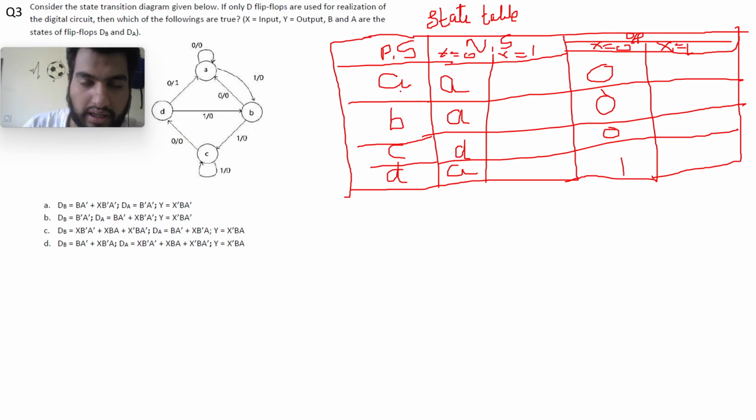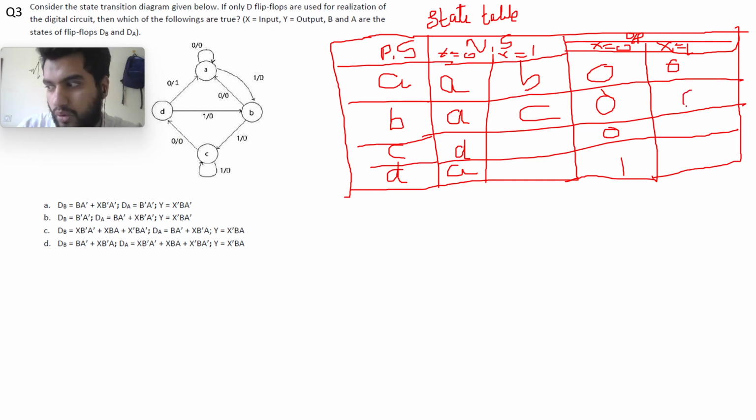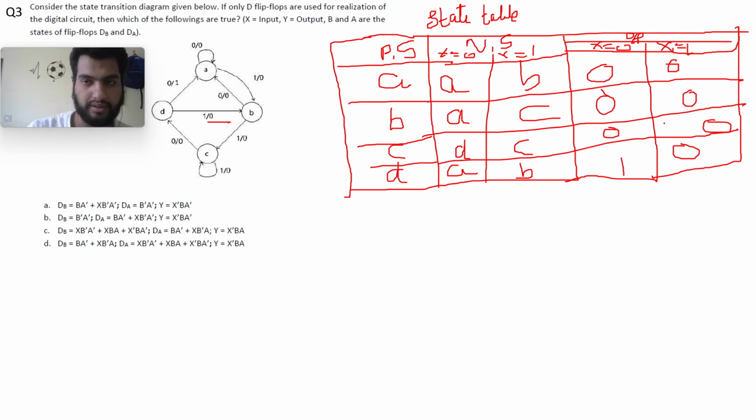Now when I'm in state A and my input is 1, I go to state B with output equal to 0. When I'm at state B, I go to state C for input X equal to 1, and my output is 0. When I'm at state C for input X equal to 1, I stay at C, and my output is 0. And when I'm at state D and my input is 1, I go back to state B, and my output is 0. So this is my state table.